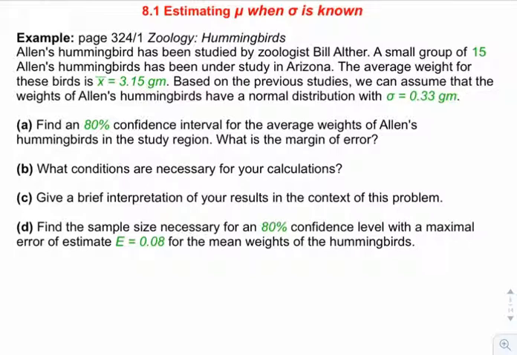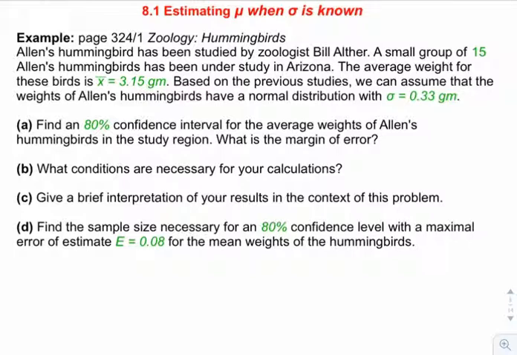So let's see the 4 questions we're asked to consider. A, we would like to find an 80% confidence interval for the average weights and answer what is the margin of error. B, under what conditions could we make these calculations? C, give a brief description of your results in the context of this problem. This means sort of translate your answer into English.